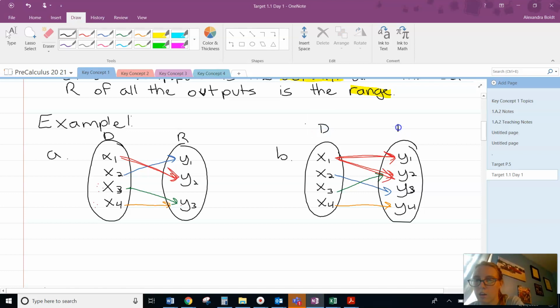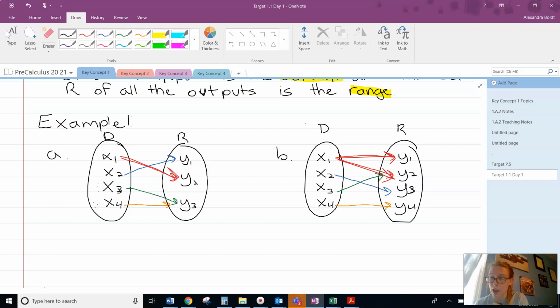We should have a D and an R over it. So that circle is our domain, and that circle is our range. Okay. So our domain has a set of a bunch of different X's, and our range has a set of a bunch of different Y's. If you look at example 1, x1 goes to y2, x2 goes to y1, x3 goes to y3, and x4 goes to y3.